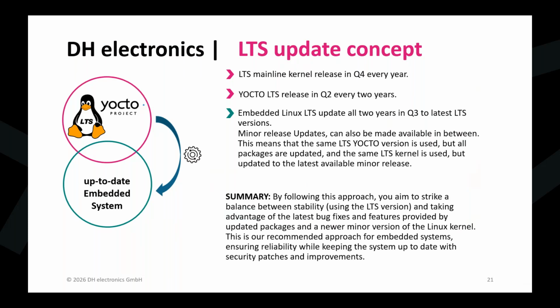So in summary, it would make sense for customer products to plan your major image upgrade every 2 years around Q3, Q4. Whether you upgrade the Linux kernel every year or only with a major Yocto update depends on the needs of the product. And in the meantime, you can implement cyclic minor updates using the latest available releases of the long-term support versions in use.